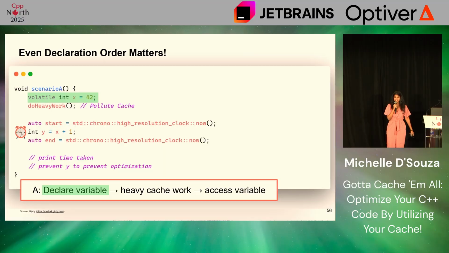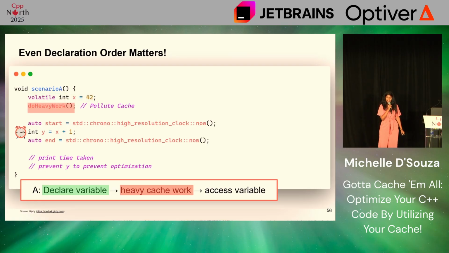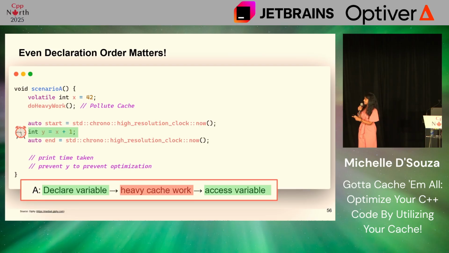All right. So I tried testing this out myself, and I have scenario A, so this function. What it's doing is declaring this volatile int x. I had used volatile to prevent a compiler optimization, essentially constant folding, but we'll talk about that later. I then pollute the cache, and then I start timing, using x again to calculate another variable y. Simple enough. Green, red, green is the order.